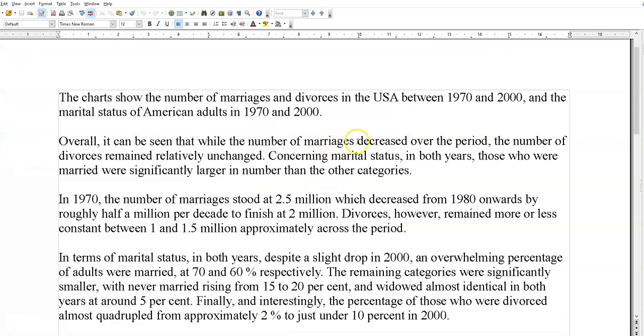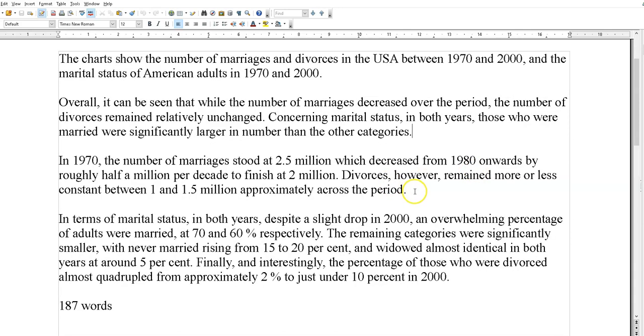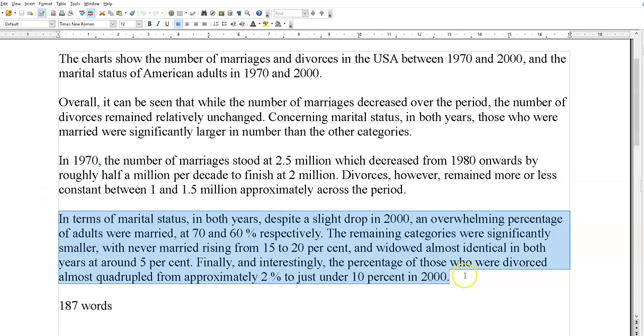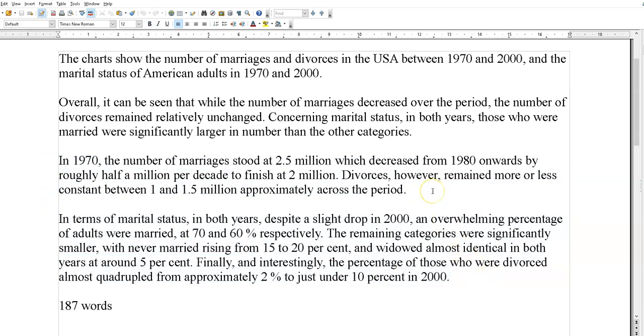So, number of marriages went down. Divorces relatively unchanged, that's table 1. Marital status, the biggest, those who were married, in fact. And that's pretty much it. That's all that you need, right? Just these key trends and features. In terms of logical arrangement, organization, do table 1 and table 2. Again, start with the biggest, finish with the smallest. Pretty straightforward stuff. So, figures and data for these 2. No figures and data in those.